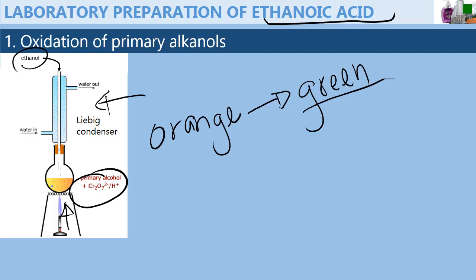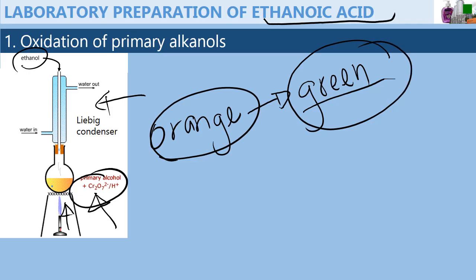To ensure complete oxidation, excess of the oxidizing agent, which is the potassium dichromate(VI), is used. The solution in the flask will be orange, and then at the end of the reaction it will turn to green, as you have already said. The solution in the flask contains the oxidizing agent, water, and ethanoic acid at the end of the experiment.